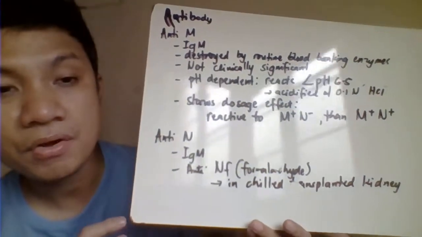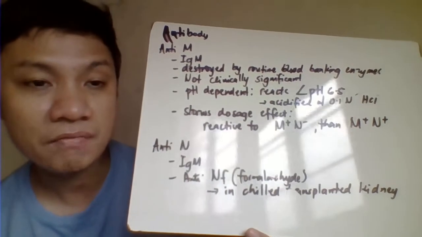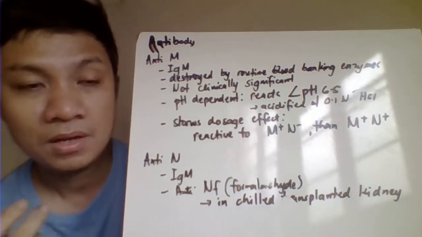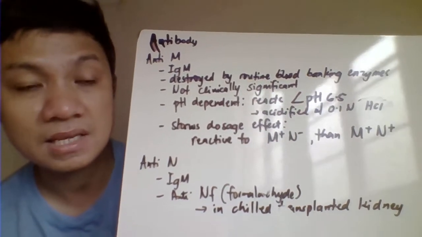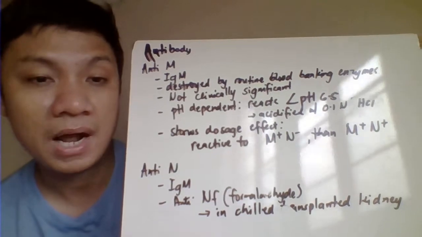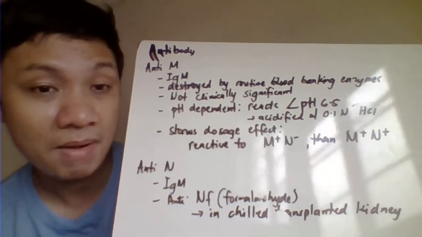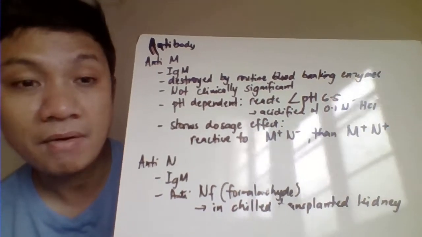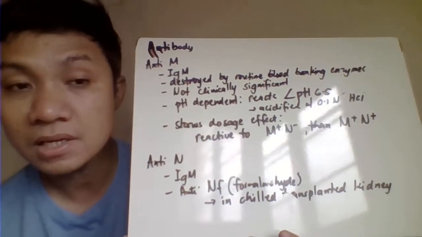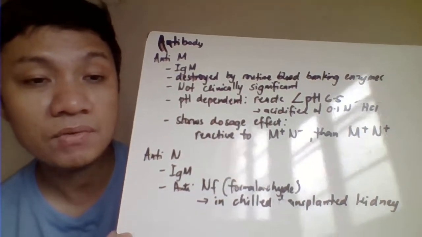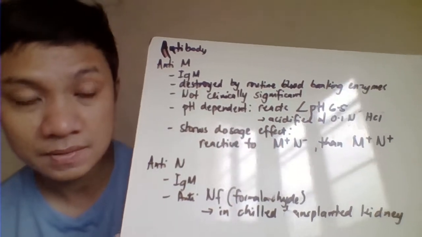Okay, now we go to the antibodies. When we speak about the different blood group antibodies, the most important thing is you need to first identify if that antibody is an IgM antibody or an IgG antibody. An IgM antibody is a cold reacting antibody, saline reacting, and is not clinically significant. We consider an antibody clinically significant if it is an IgG antibody and is reactive at 37 degrees Celsius.